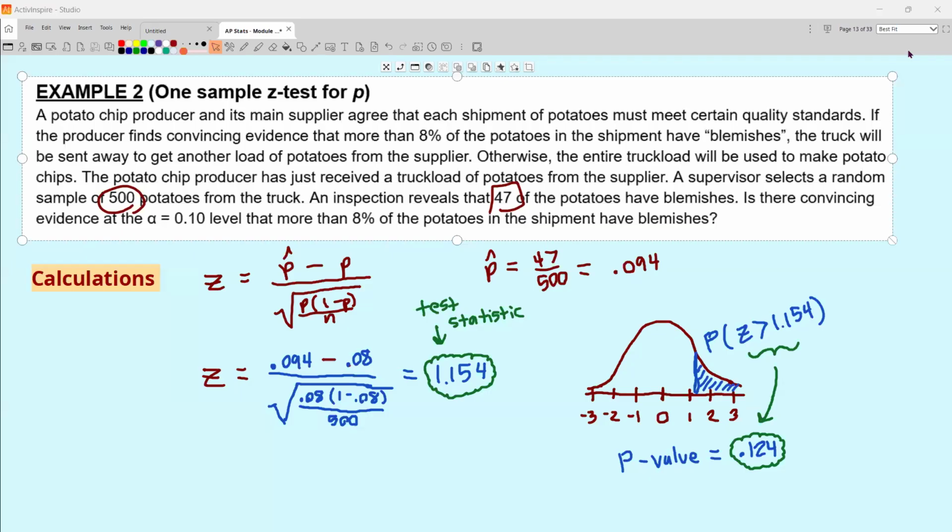Those are the two things you must have in your calculations, your test statistic and your p-value. And because this is a one-sided test, we do not have to double that p-value. So 0.124 is your p-value.